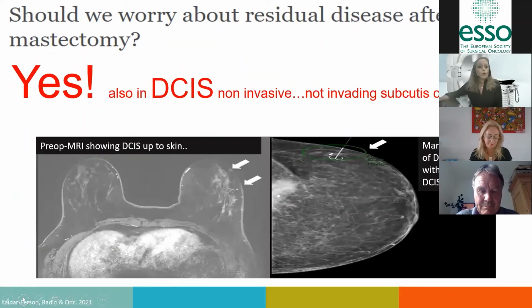And should we worry about positive margins and residual disease in case of DCIS in skin sparing and nipple sparing mastectomy? So I would say yes. And I know that DCIS is not an invasive lesion, not invading the subcutaneous tissue or skin. But as you can see in this case, this is a case of early recurrence due to residual DCIS in a skin sparing mastectomy and a reconstruction with a DIEP.